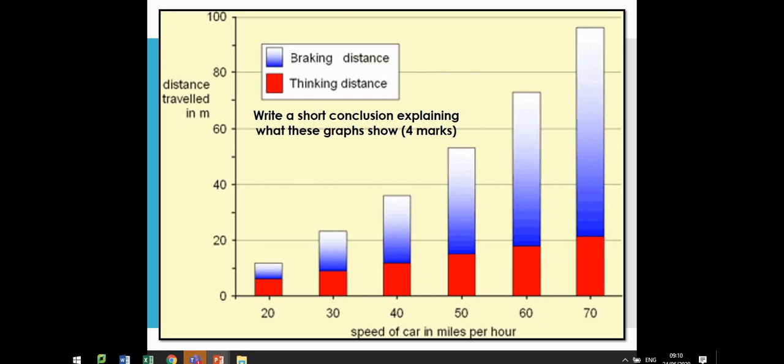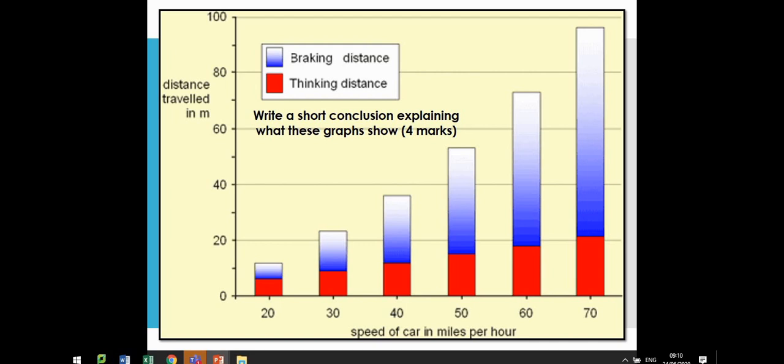What about braking distance? Well, if we look at 20 and 40, we can see that when we double the speed, the braking distance goes up by a lot more than double. Just looking at the blue part, not the red part now. When we go from 30 to 60, it definitely a lot more than doubles. It looks like it nearly quadruples. So we can say that as speed increases, braking distance increases faster than thinking distance. It increases at a greater rate.